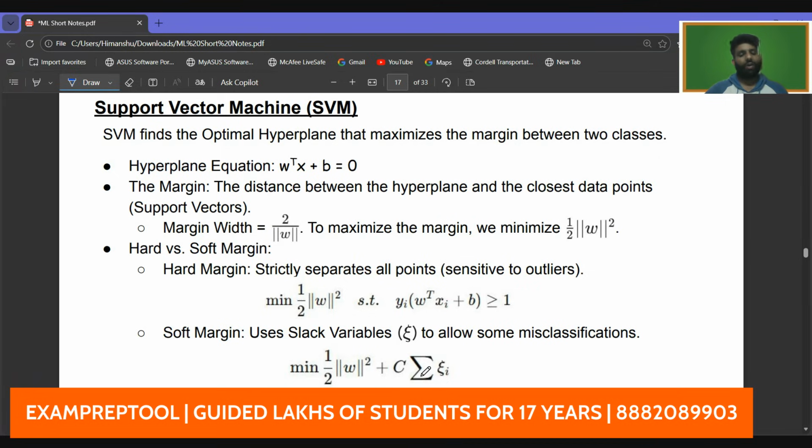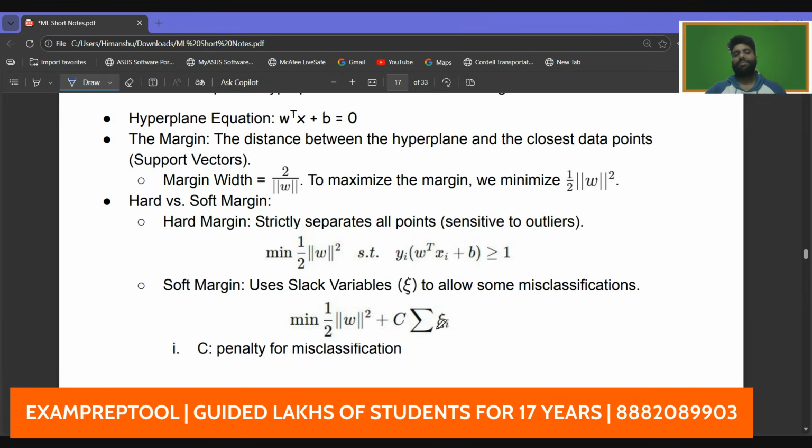But within my cost function, we add this component as well: C times the summation of xi. Now, what is this xi telling me? This xi gives me the scale of the penalty I'm getting. Whenever my data point is crossing these hyperplanes or the gatekeepers, we'll get some value of xi in that case.